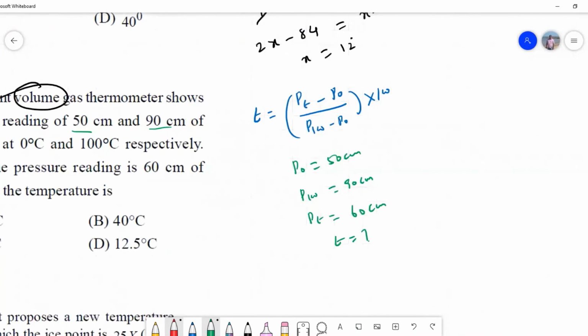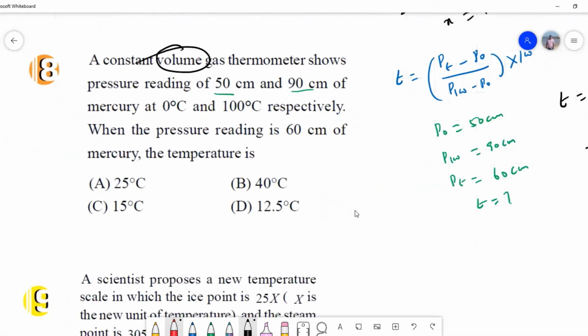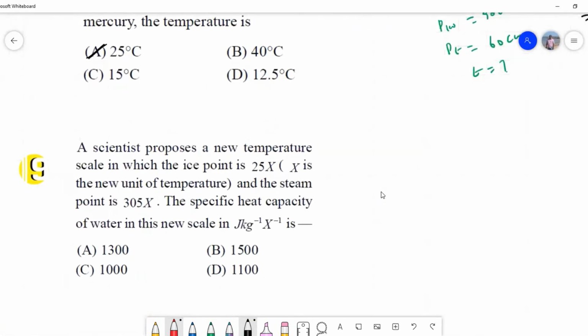Now let's substitute. T is equal to 60 minus 50 upon 90 minus 50 into 100. So nothing but 10 upon 40 into 100. So 1000 by 40, nothing but 25 degrees centigrade. So the answer is 25 degrees centigrade. Now let's see, that's a very important model. And let's see what the next question is.